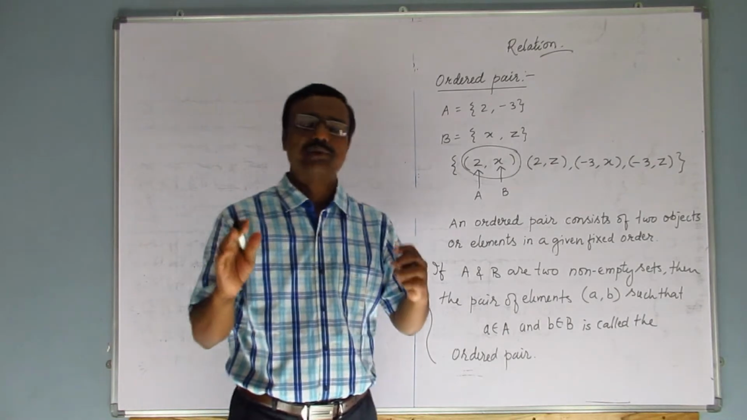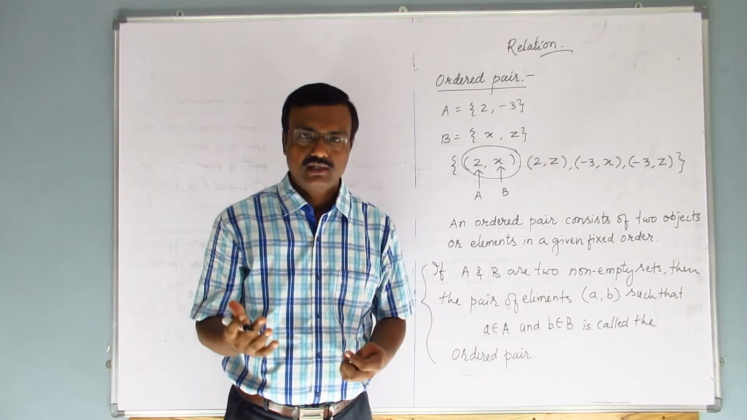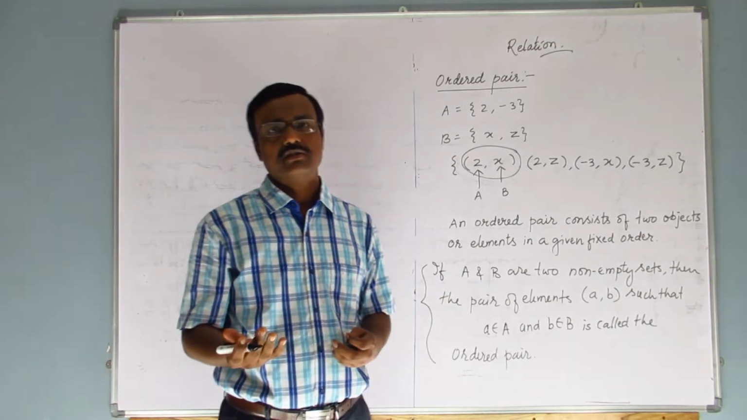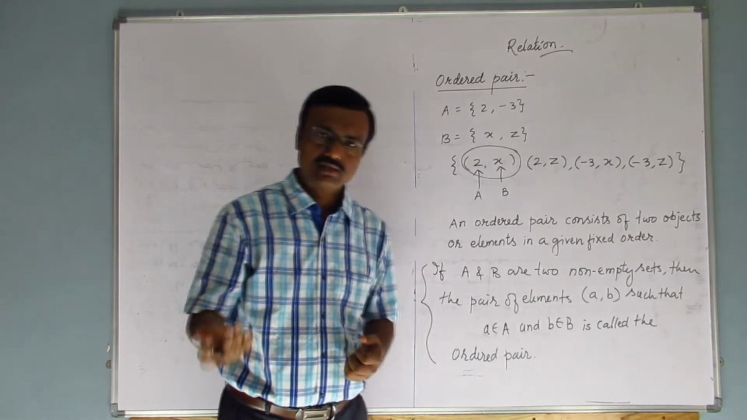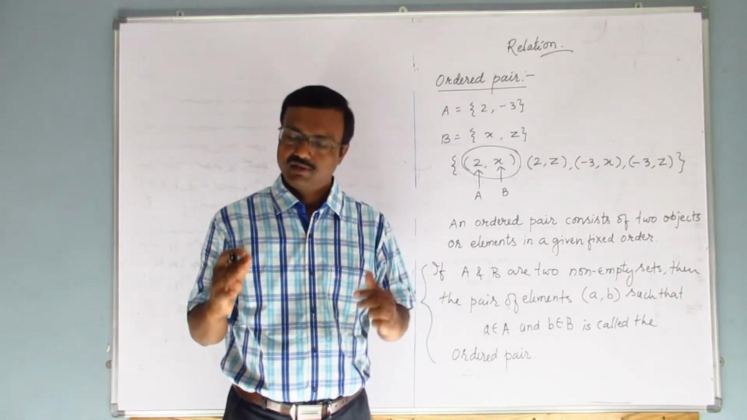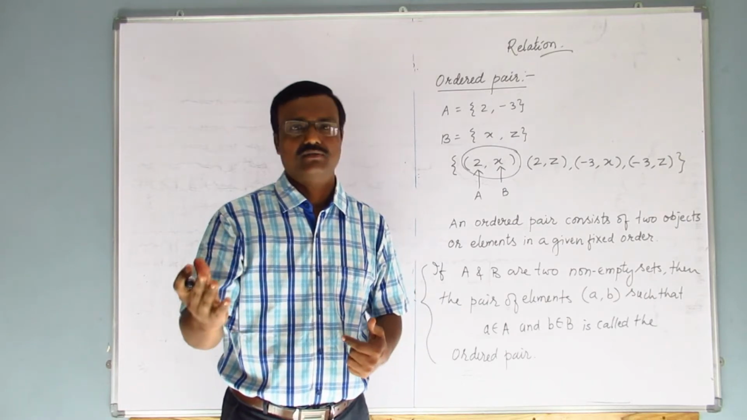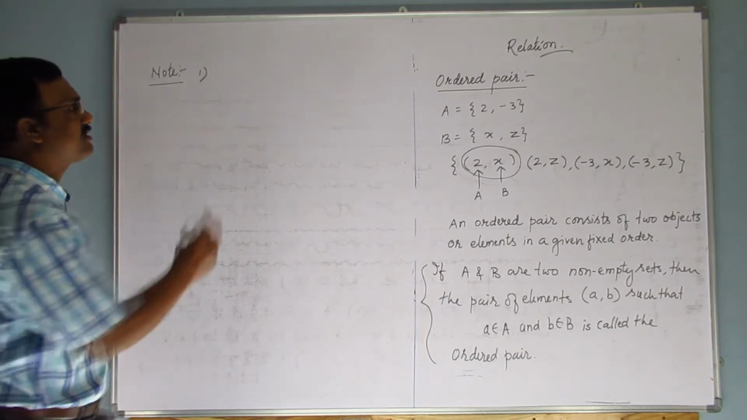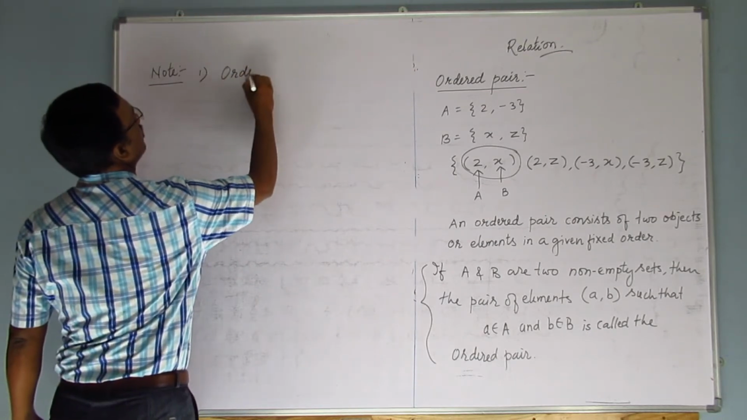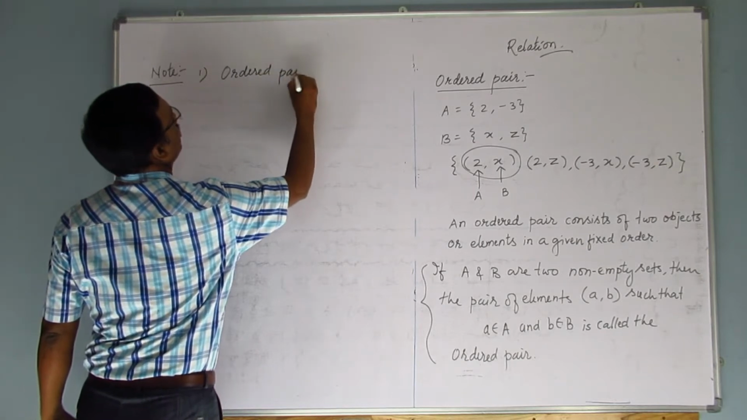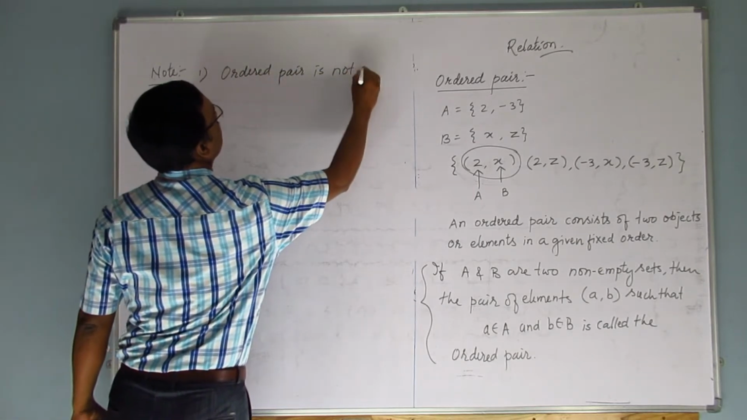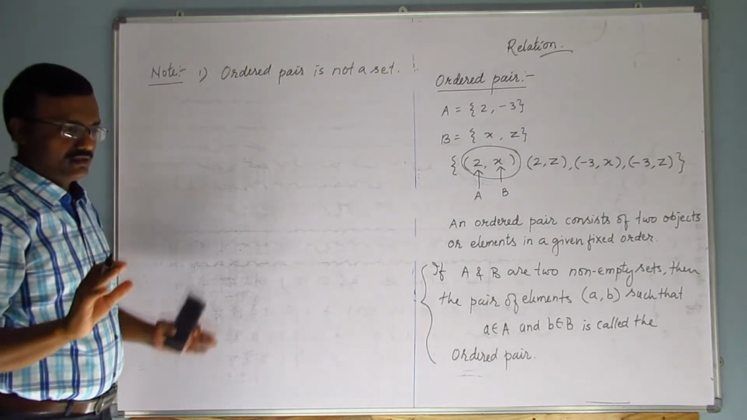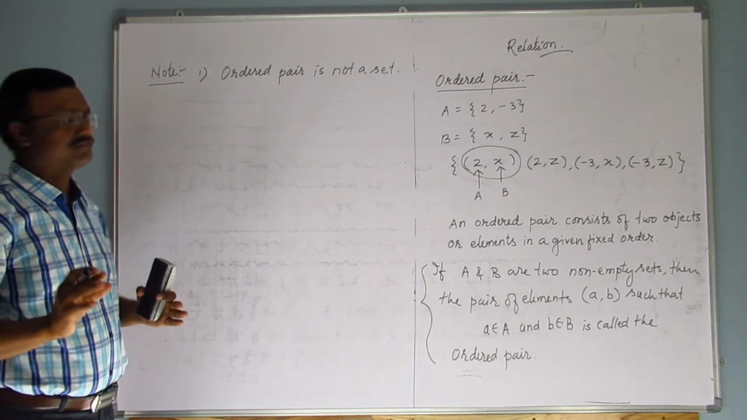An ordered pair is a pair of elements written in a definite order in a bracket. Okay? So the number of such ordered pairs depends upon the number of elements given in the set A and given in the set B. That we will see later on. Now see this note. The first note about ordered pair is that an ordered pair is not a set. Okay, an ordered pair is not a set. These are different identities, right?